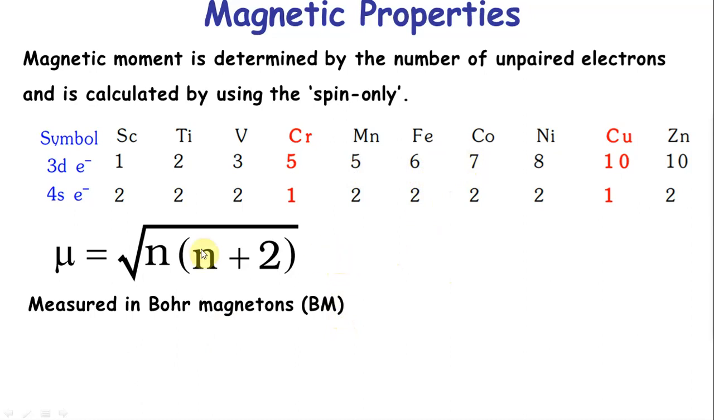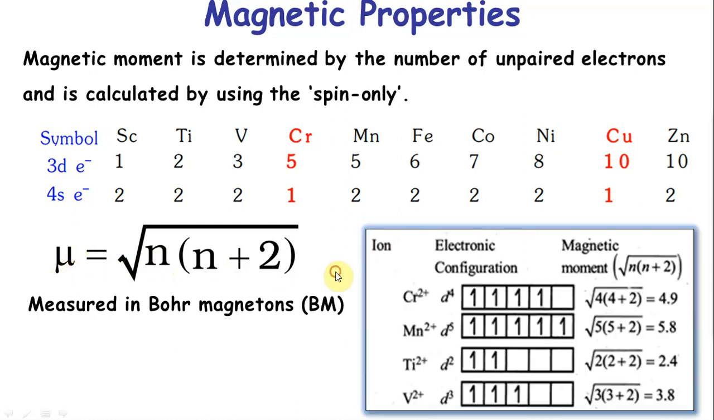Now this comes down to very simple. If number of electrons is 1, square root of 1 into 1 plus 2, it will come to 1 point something. N equals 2 means mu equals 2 point something. 3 equals 3 point something. Here's an explanation. So now for anything that has above manganese, you want to draw the diagram to know whether they are paired or unpaired. So number of electrons is 4, answer is 4 point something. 5, 5 point something, 2, 2 point something, 3, 3 point something. This is just a coincidence. That's how math works.